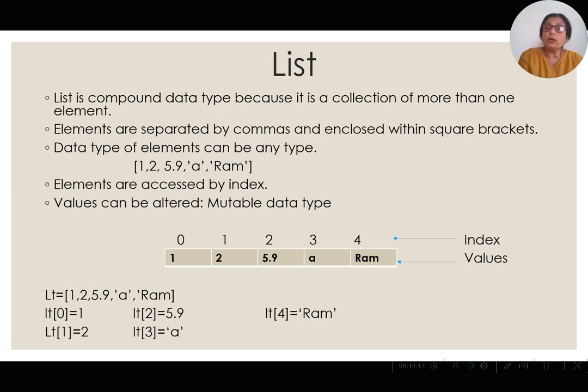So how can we access them? Just like a string, suppose LT is the variable. To access the third element, we give LT of 2. To access the fourth element, it will be LT of 3. Index is always position minus 1. If it's the third position, the index is 2. Fourth position, index is 3. That way we can calculate. About lists also we will learn in detail in the list chapter.